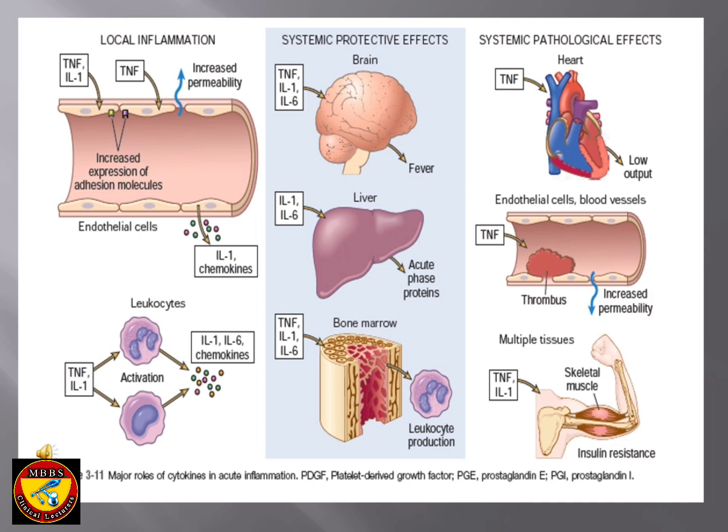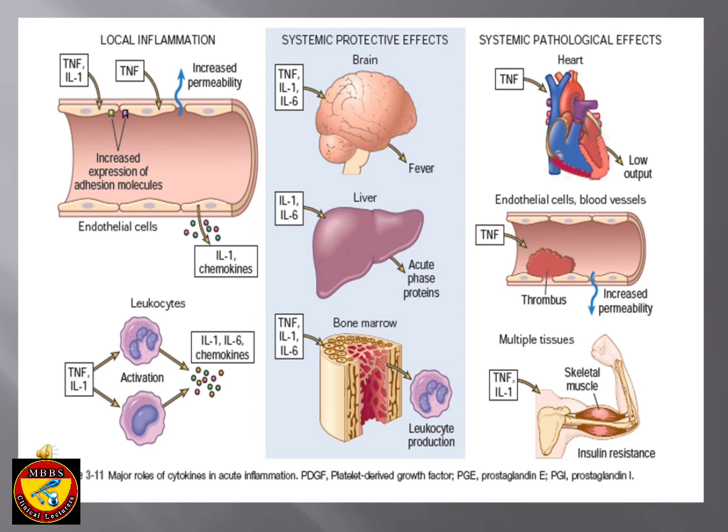While for the systemic pathological effect, TNF acts on the heart and decreases cardiac output by vasoconstriction, right? Then on endothelial cells, it increases thrombus formation and increases permeability. So basically, it decreases output of blood vessels, apart from vasoconstriction.